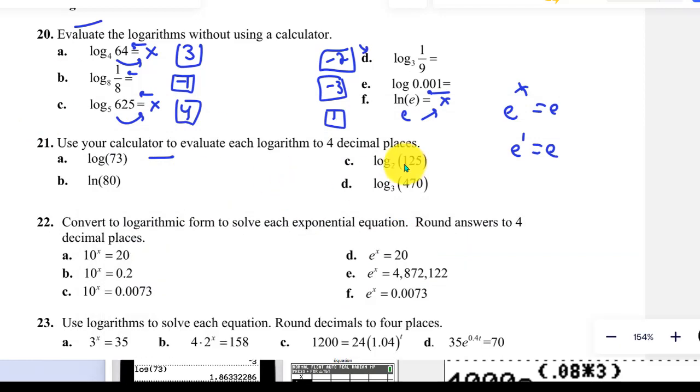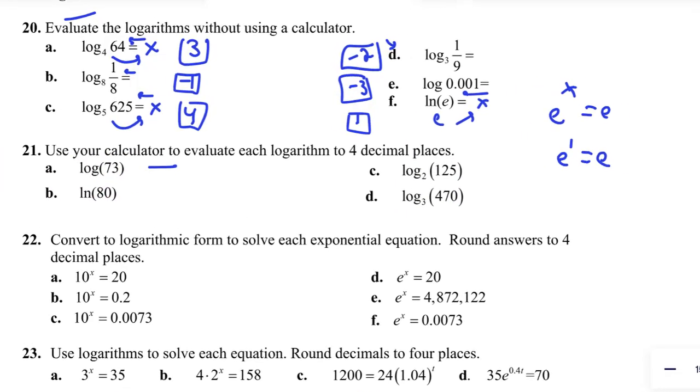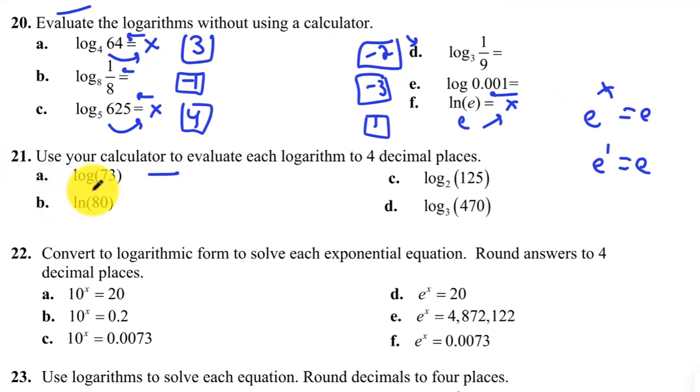21C and D, my calculator's not in base 2, so I can't just press log 125. See, number 21, my calculator's in base 10, so I don't have to do anything. My natural log, it's in base e. But when you look at letters C and D, my calculator's not in base 2 or base 3, so I have to do some work here. Okay, so let's just clean this up.